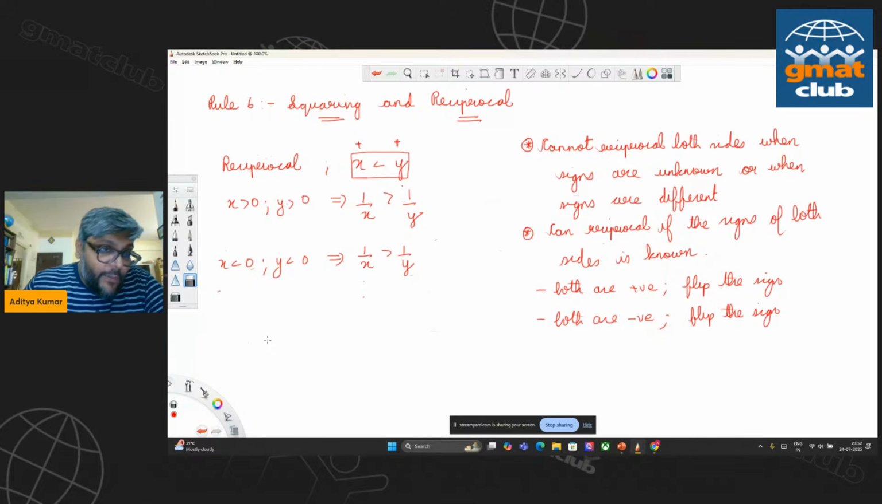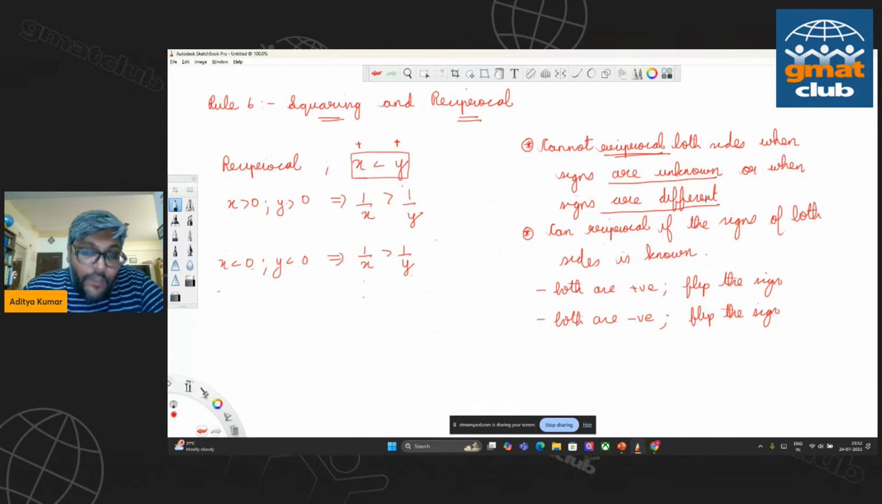Different signs, I cannot do it, right? If you can, do you want me to take an example to work? I just told you, right? You cannot take the reciprocal when the signs are unknown or when the signs are different. If you try taking the reciprocal, you'll never get to an exact solution, right? If you try, sometimes it'll be greater, sometimes it'll be lesser, depending on what values you take.